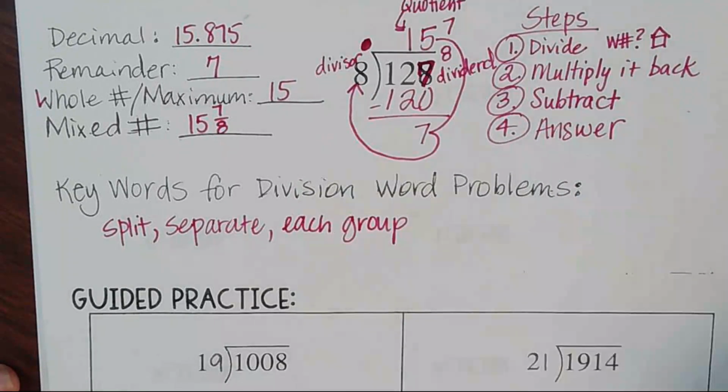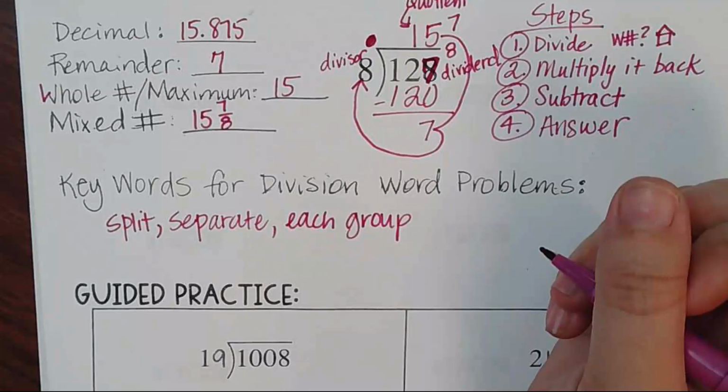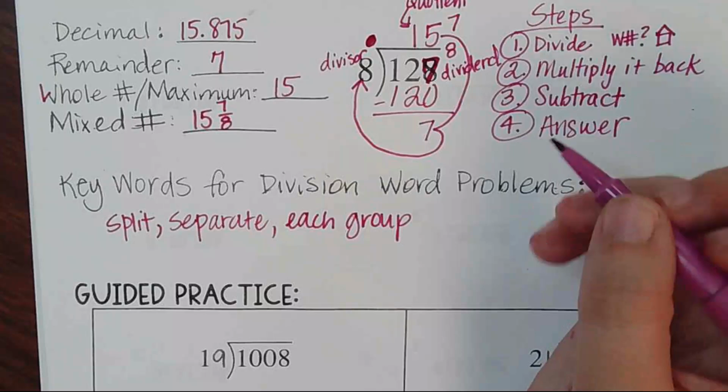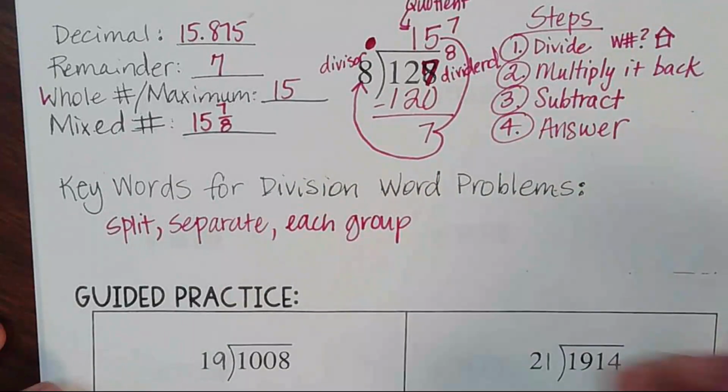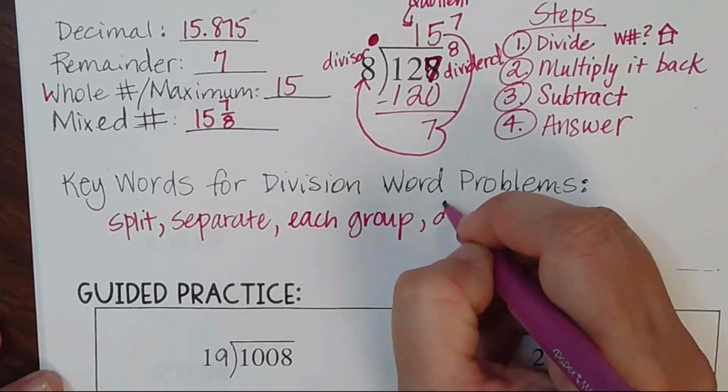Anything with each group, putting the objects into groups, okay? It could say split into each group. It can say separate into each group. Other words that could be the synonyms for split and separate would be like distribute.